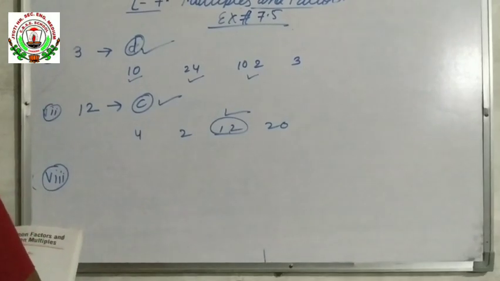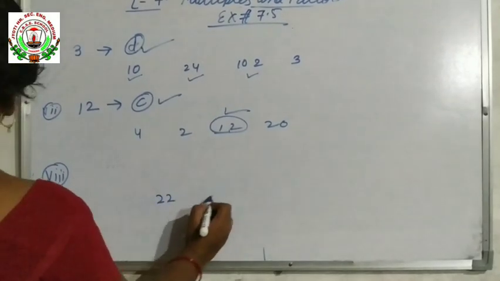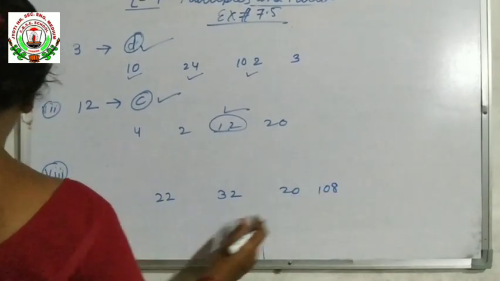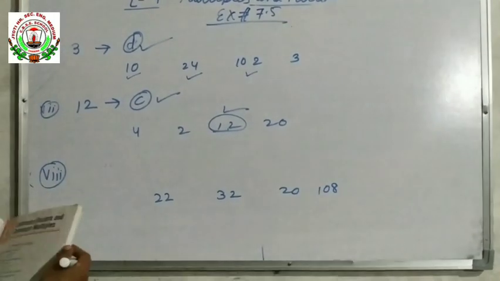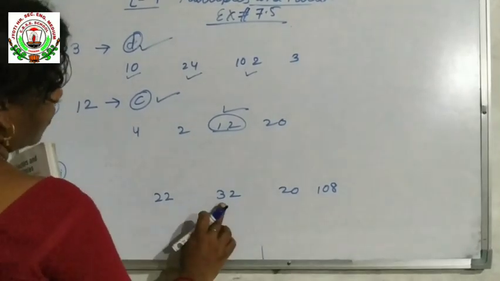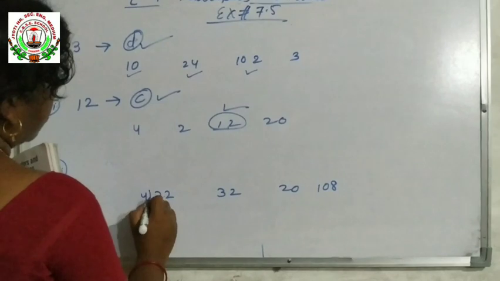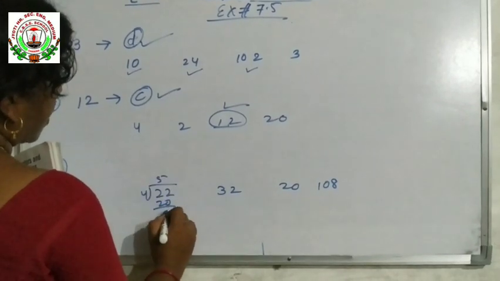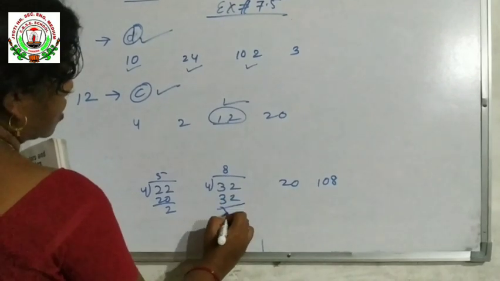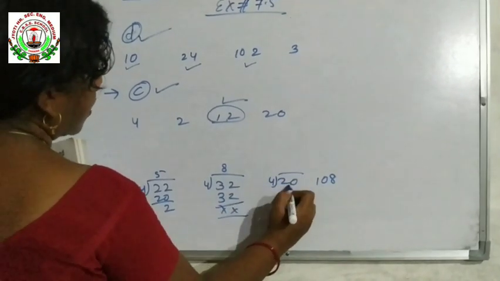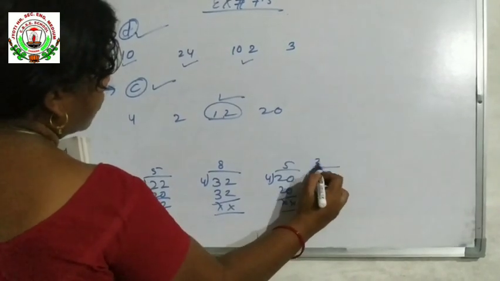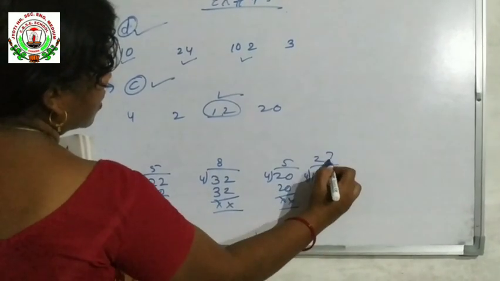Next is number 8. 4 is not a factor of which number? The options are 22, 32, 20 and 108. That means we want the number that is not divisible by 4. If we divide 22 by 4, 4 5s are 20, we are getting 2 remainder. When we divide 32, 4 8s are 32, it is divisible. 4 5s are 20, it is also divisible. And for 108, 4 2s are 8, 4 7s are 28.